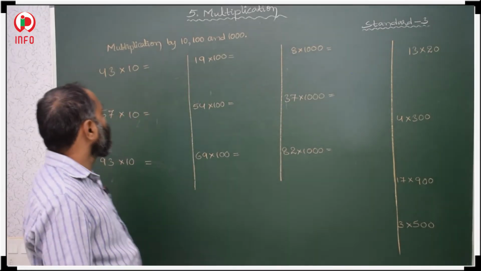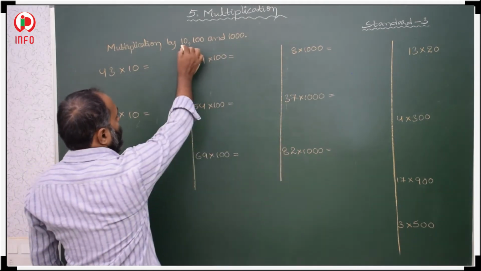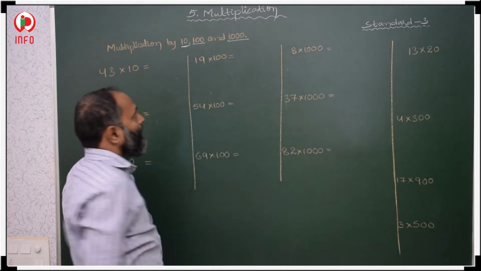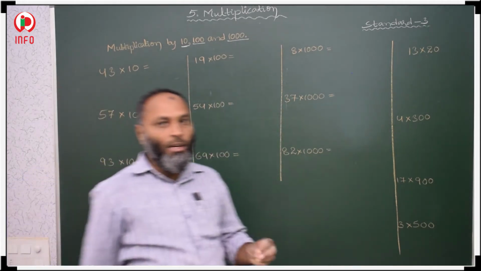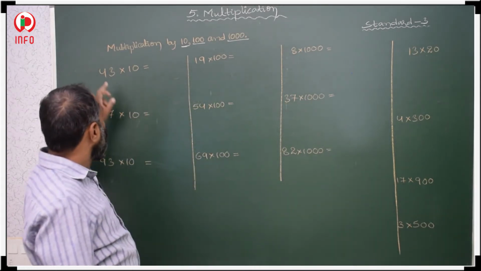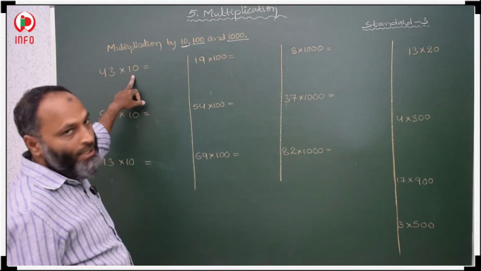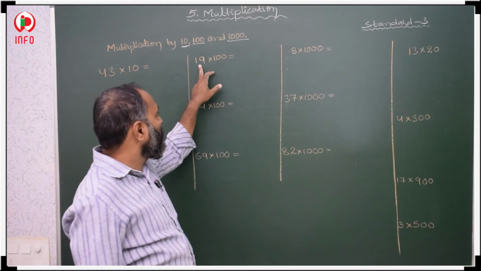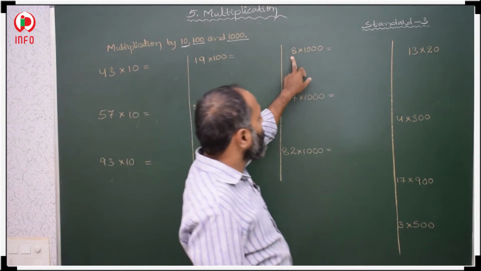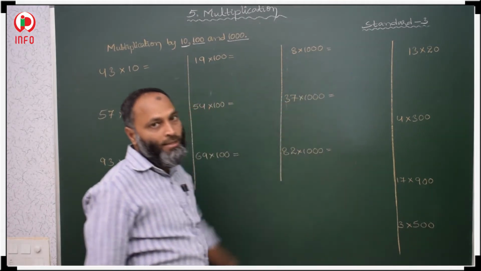Now here, multiplication by 10, 100 and 1000. Multiplication by 10, 100 and 1000. Then how to multiply? When a number is multiplied with 10, what is the answer? When the number is multiplied with 100, what is the product? When the number is multiplied with 1000, what is the product?